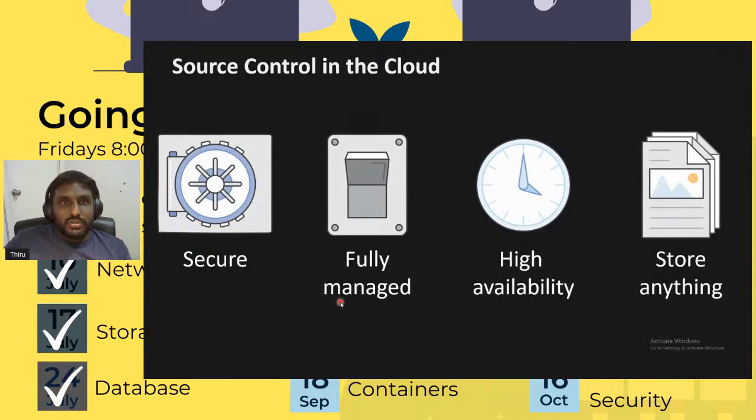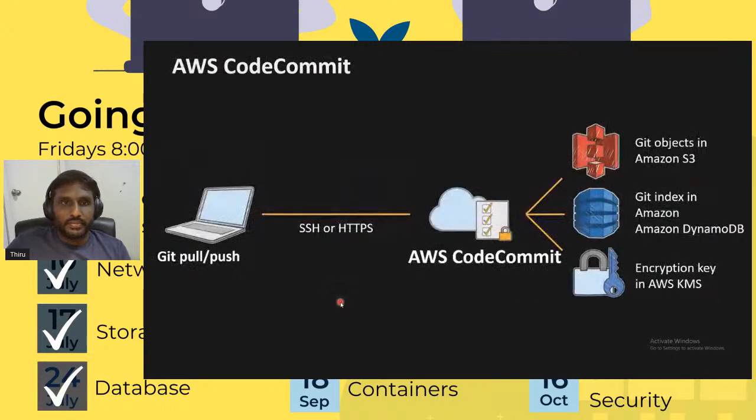Why do we need source control in the cloud? Firstly, it's fully managed. You've also got GitHub Enterprise, but if you want to store everything or use everything AWS, we've got something for you, which is essentially what code commit is. Because it's all Git based, you can still use either SSH or HTTPS to either pull, clone, or push the code. And the index is in DynamoDB. Again, this is not really something that you will use on a day-to-day basis, but it's useful for you to know.